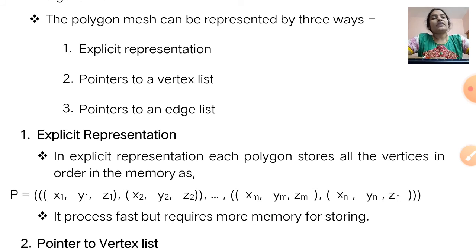In explicit representation, each polygon stores all the vertices in order in the memory.